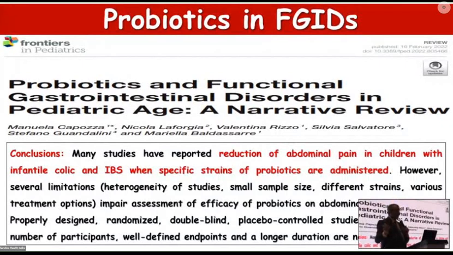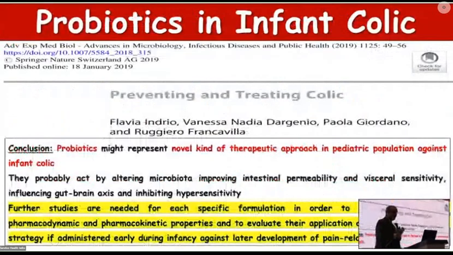Actually no, because the studies were heterogeneous with small sample sizes, and the strains used were different, and treatment options were different. They recommend that there should be well organized, properly designed studies with a large number of people and specific strains so we can state their efficacy.